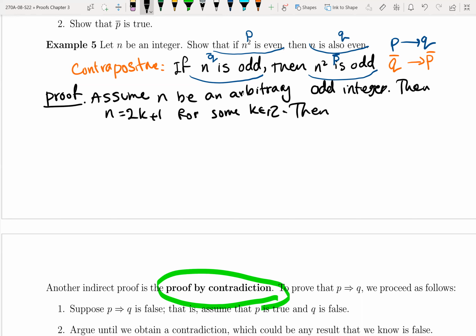Then you have to square, because you're supposed to show n squared is odd. So then you have 2k plus 1 to the power of two. That's just the algebra. You square it, and you factor the 2 out. This is okay now?